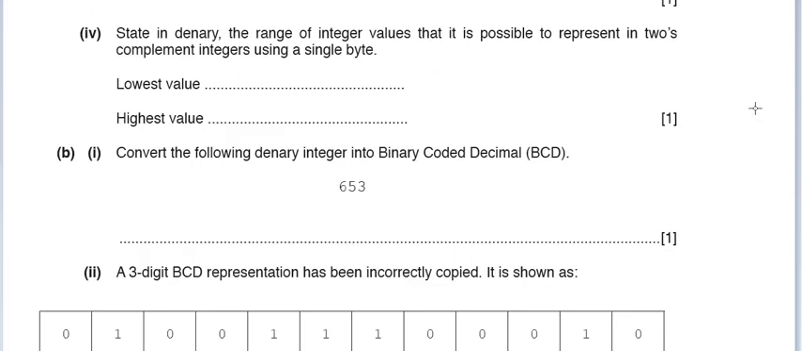Now he says state in denary the range of integer values that is possible to represent in 2's complement using a single byte. Okay, so the lowest value would be the highest negative value possible, right? So basically what we have is a byte, right? So we have 8 bits, 1 2 3 4 5 6 7 8. Okay, and we have to write down the lowest possible value.